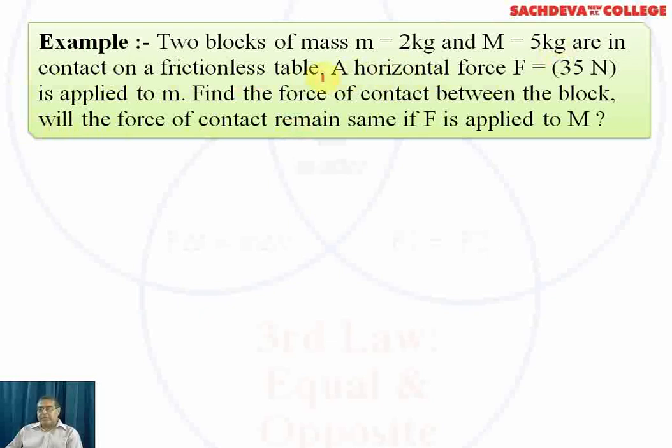Now, frictionless means friction is not operating. Otherwise, friction is an opposing force. It is opposite to the applied force. A horizontal force F equal to 35 newtons is applied to small m, that is the smaller mass. Find the force of contact between the blocks. Will the force of contact remain the same if F is applied to M?